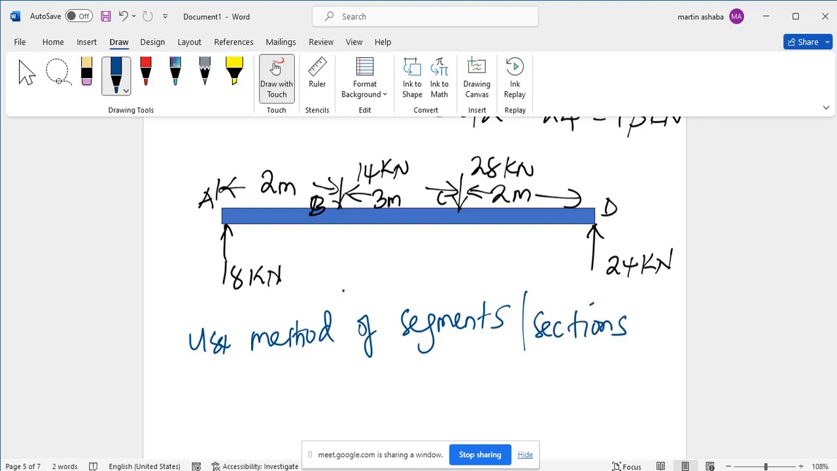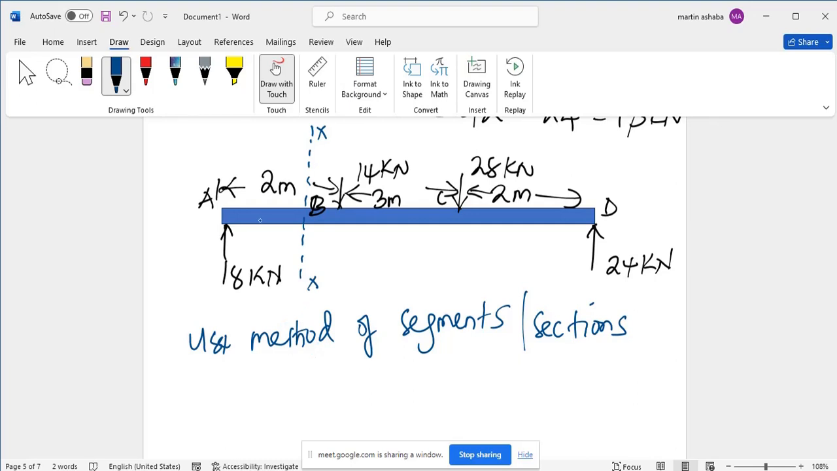What does that mean? I'm going to divide this beam into several sections. From A to B, that can be a segment. B to C can be a segment, and C to D can be a segment. But in the middle there, we are going to have sections. And I'm going to call this one, for example, X, so that I'm just analyzing.